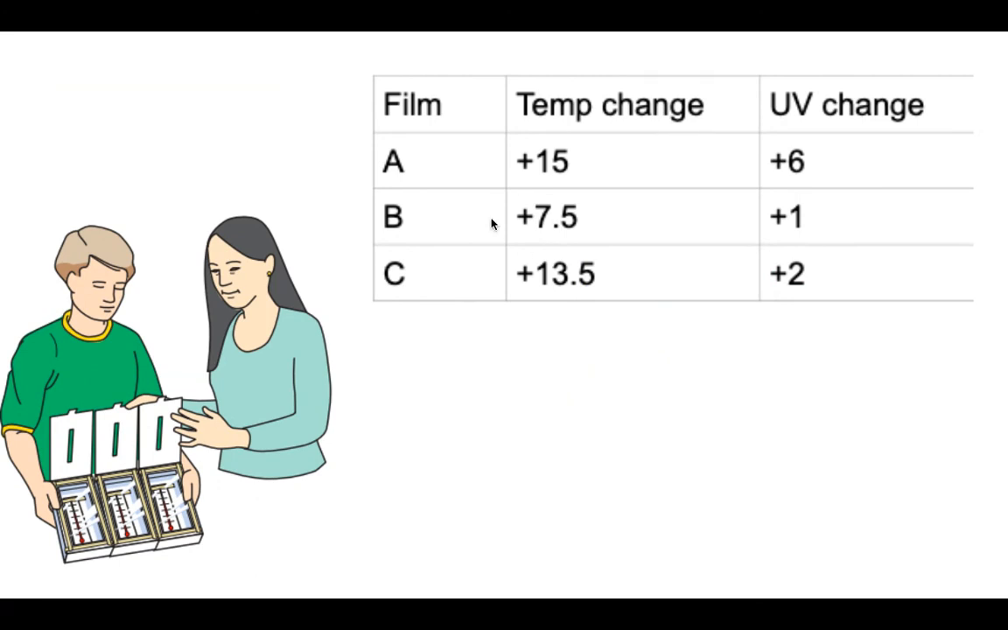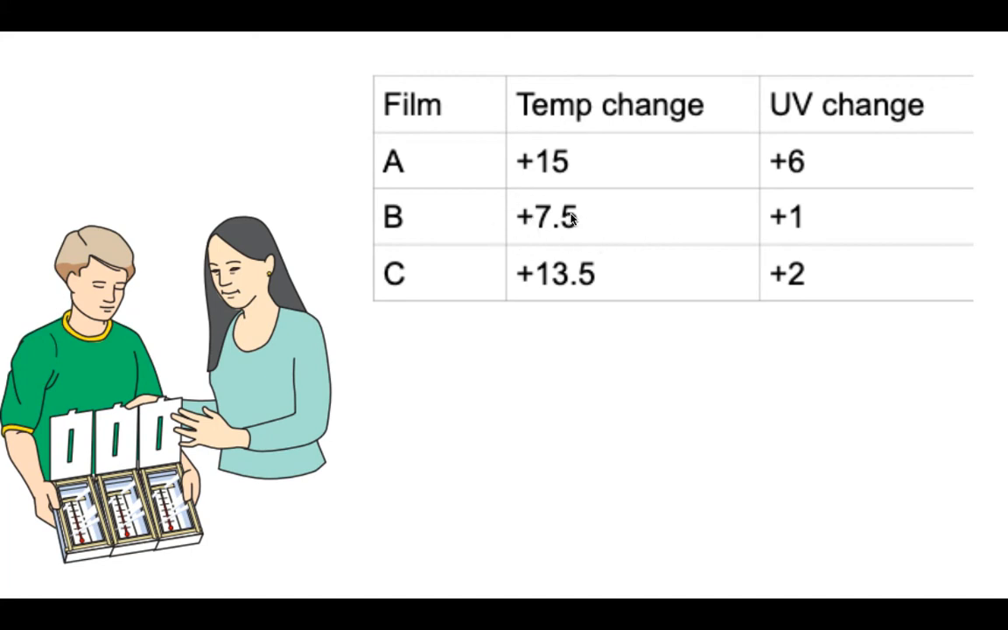So film A, you'll notice in these 3 films, energy was absorbed in all of them. Well, some of the films absorbed more or less. So if we look at film A, it increased by 15 degrees Celsius, and the UV actually increased by a level of 6. So it's quite a large UV change, especially compared to film B.